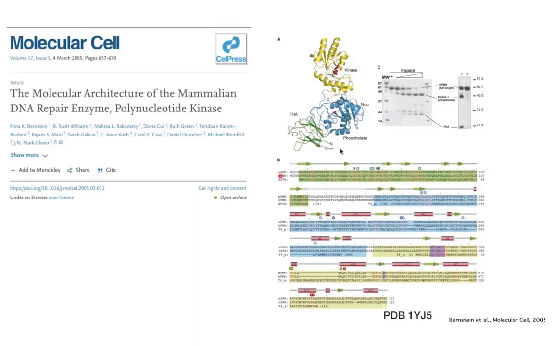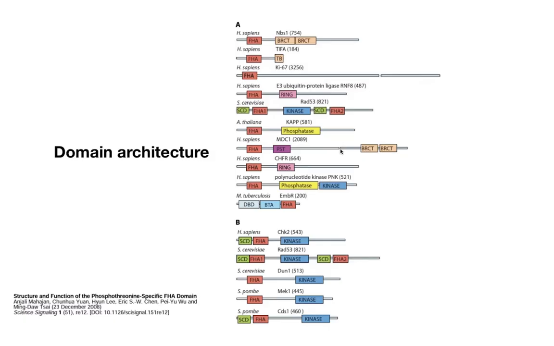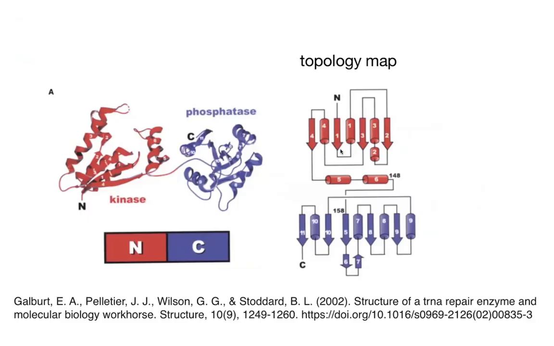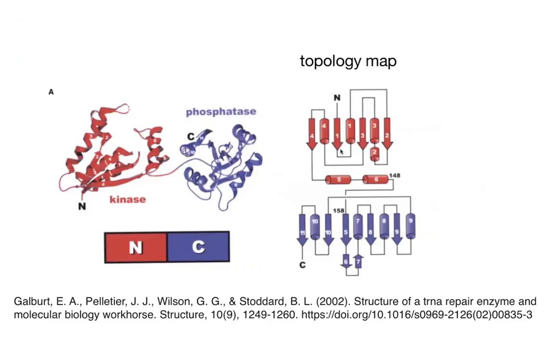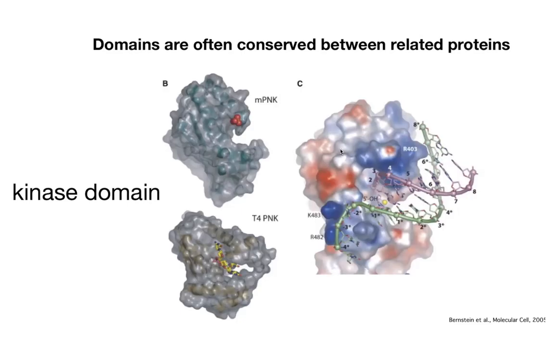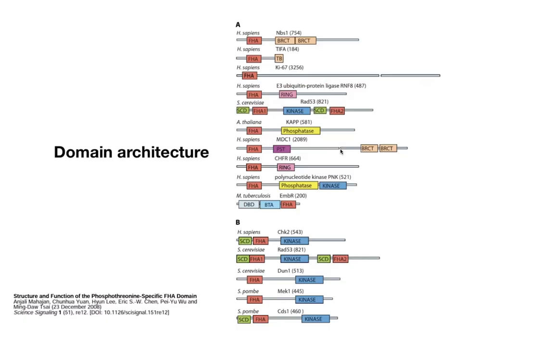We also often see domains in domain architectures and topology maps. We see the domains colored as basically squares or rectangles. We'll get more into domain architectures in a minute. And then a topology map, where you're seeing the secondary structural elements. So we're seeing those beta strands, those alpha helices in these different domains. And again, we can do this by color coding. We'll also see how domains can contain motifs. So this is a motif that's within one of those domains, and how these domains are often conserved between related proteins.